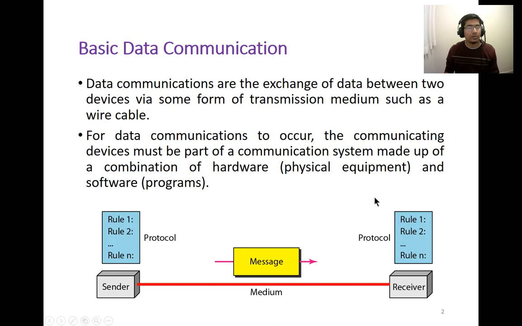So in this part we're going to talk about more details on how networks actually work behind the scene that we cannot see normally outside from a device. So let's talk about the basic data communication. Data communication is the exchange of data between devices via some form of transmission medium, such as a wire cable.